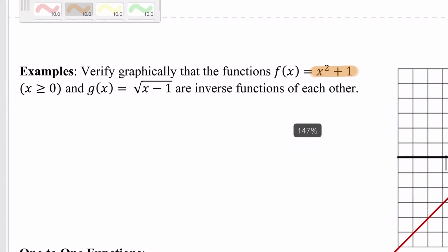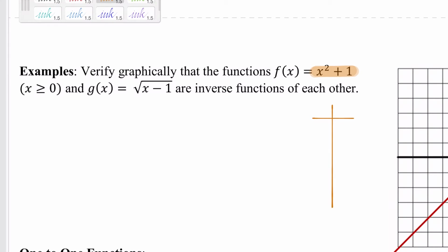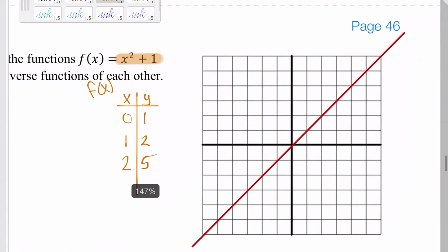They want me to graph while x is greater than or equal to 0. So I'm going to make my little t-chart for that. This is my f of x function. If I plug in 0, 0 squared plus 1 gives me 1. 1 squared plus 1 will give me 2. 2 squared plus 1 will give me 5. And so I'll graph that part.